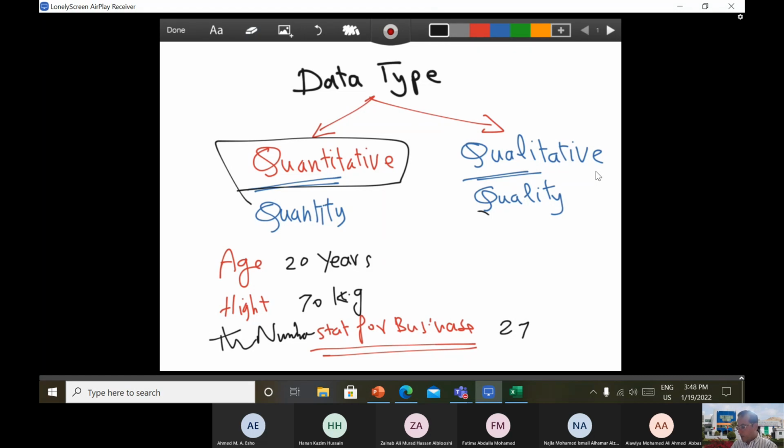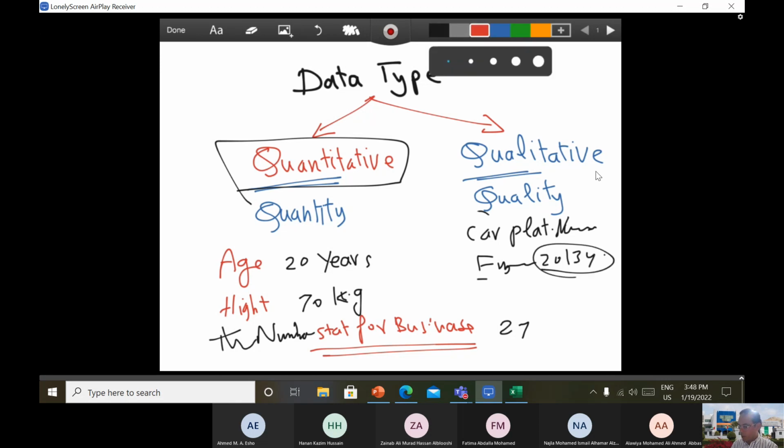Sometimes the quantity doesn't represent quantitative data. Like what? Like your car plate, right? This is a car plate number. Say Fujairah 2134, whatever. Yes, this is quantity, but this quantity is not quantitative data because you cannot add a car number to another car number to give you a new number or a new car. So this is how you distinguish between the quantitative and qualitative.